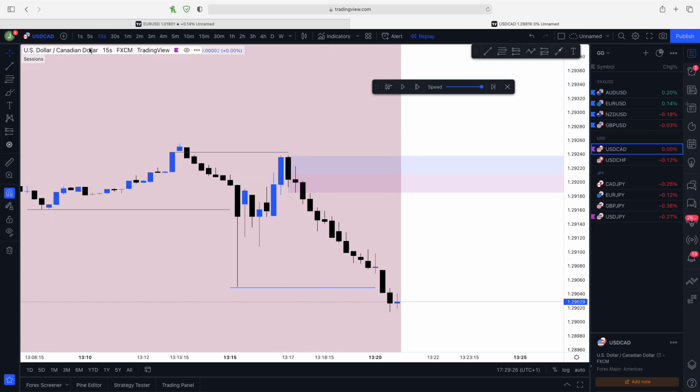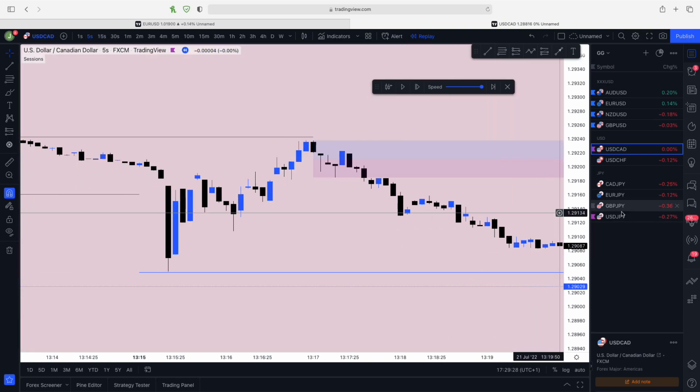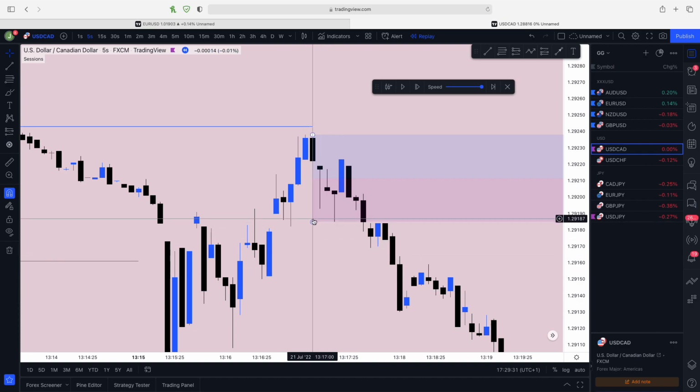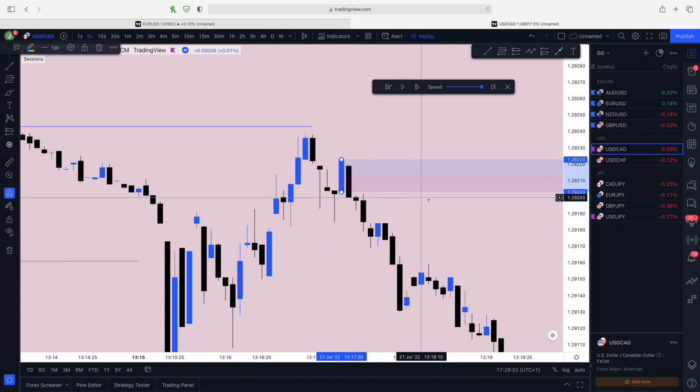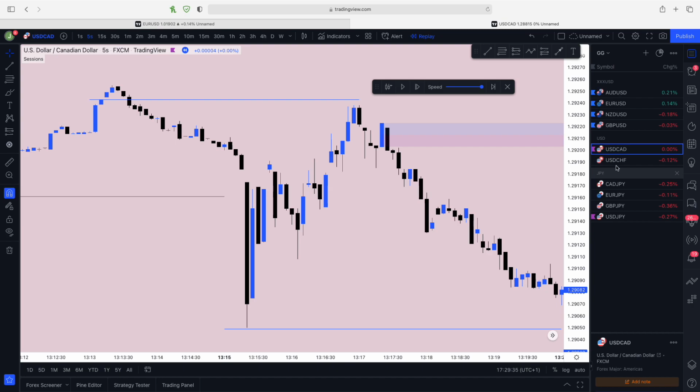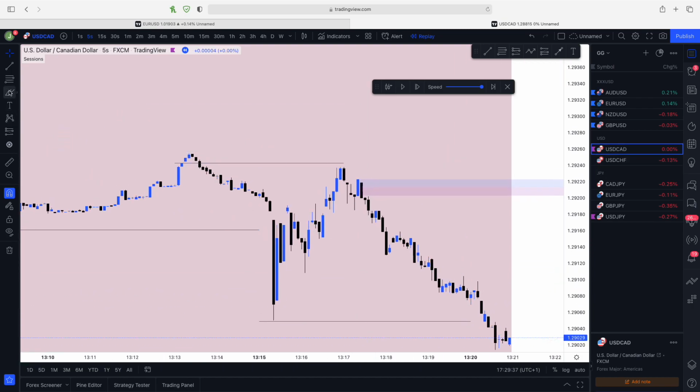There's nothing there, is there, that we can refine it down to? Let's have a look at the 5. And then we get a nice clear picture, right? Let's refine it down to this one. We need to ask ourselves, is that an order block? So let's get our drawing tool out.